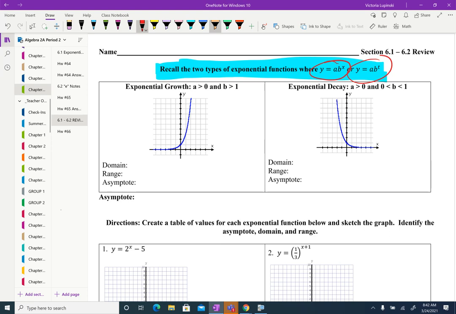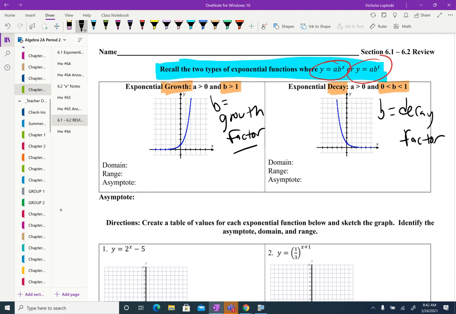When it comes to how do you know if it's exponential growth or decay, in order for something to be exponential growth, the b has to be greater than 1. And in order for it to be decay, the b has to be between 0 and 1. Even further, here on the left side, that b has a name, and that is called the growth factor. And over here on the right, this is called the decay factor. So you just want to highlight that b is always the factor, which is different than r, which is the rate. So it's kind of good to know the difference.